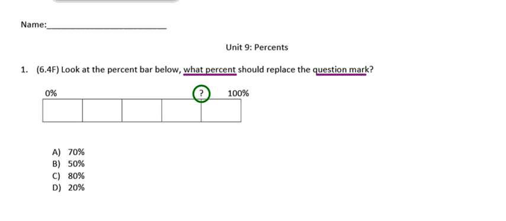Okay, guys, this is the Unit 9 test for 6th graders on percents. Question number 1. Look at the percent bar below. What percent should replace the question mark? Is it A, 70%, B, 50%, C, 80%, or D, 20%?